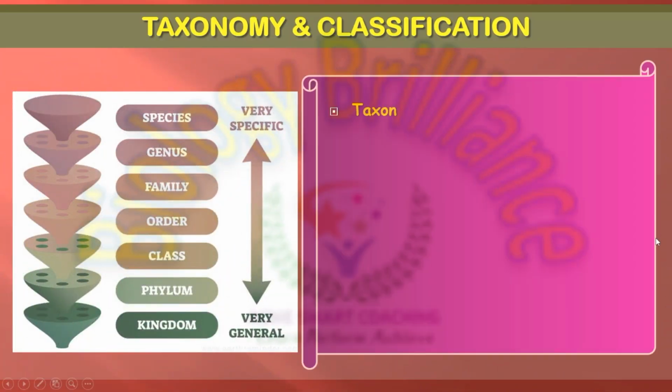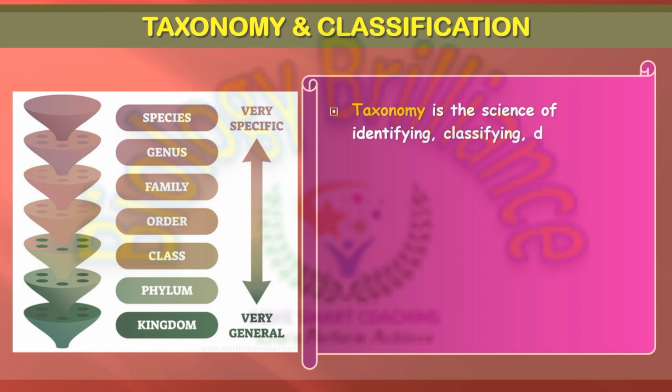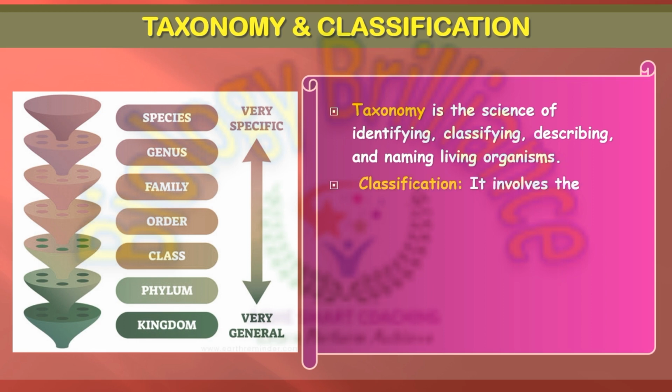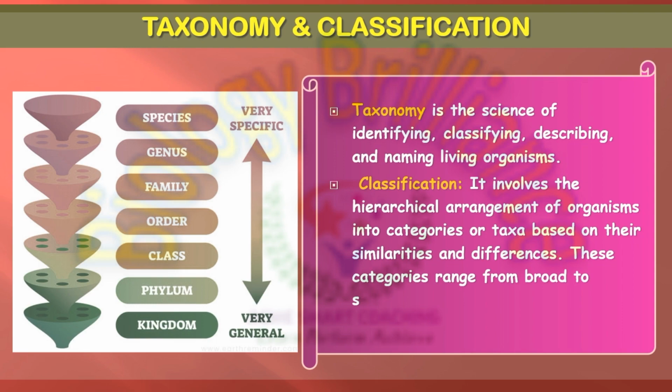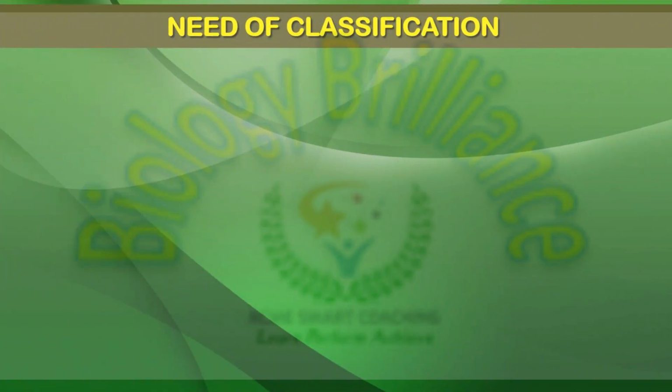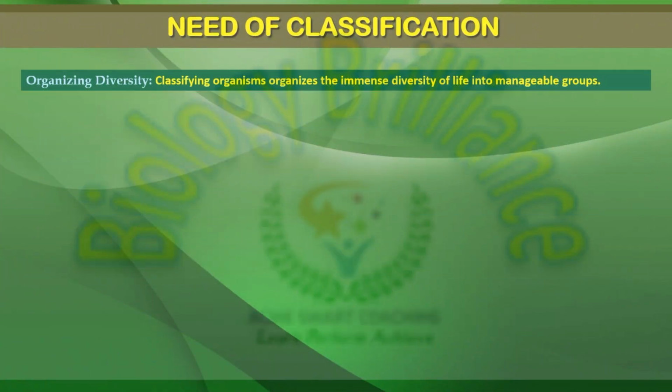Taxonomy is the science of identifying, classifying, describing, and naming living organisms. Classification involves the hierarchical arrangement of organisms into categories or taxa based on their similarities and differences. These categories range from broad to specific, forming a hierarchical structure. Classification in biology serves several important purposes, and the need for it arises from the vast diversity of living organisms. Here are some key reasons why classification is essential.